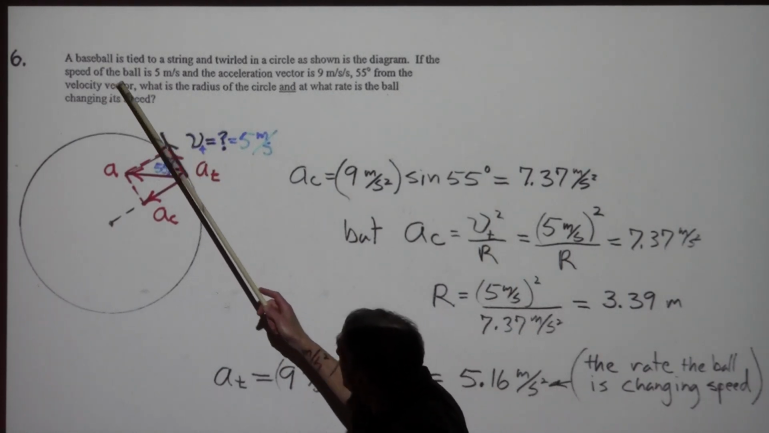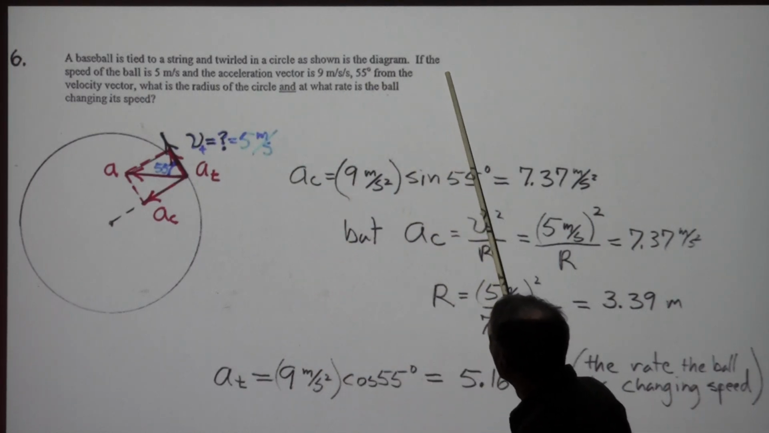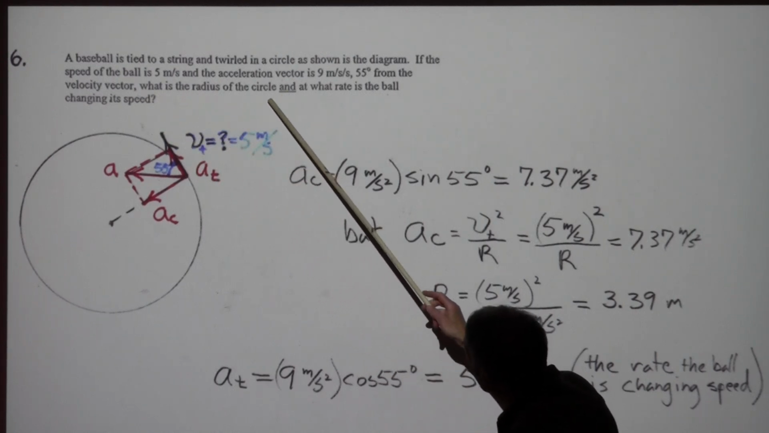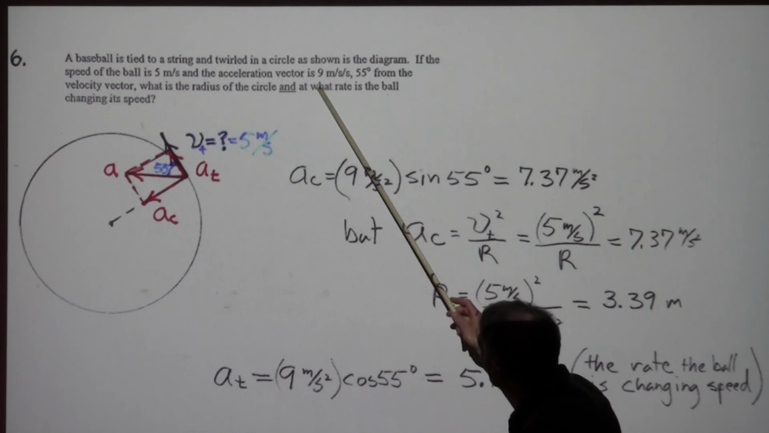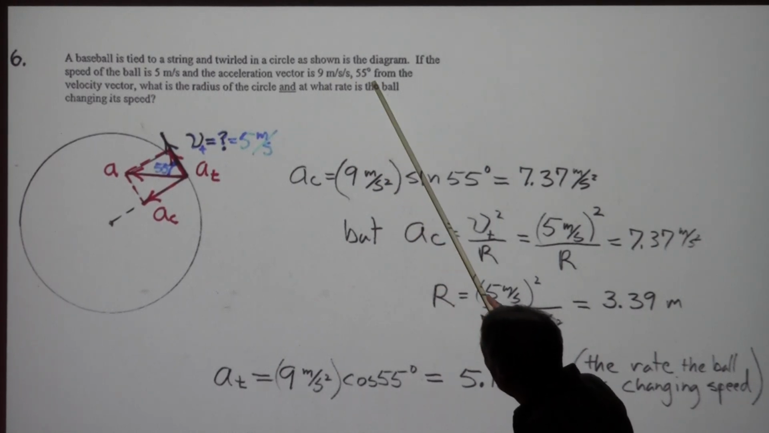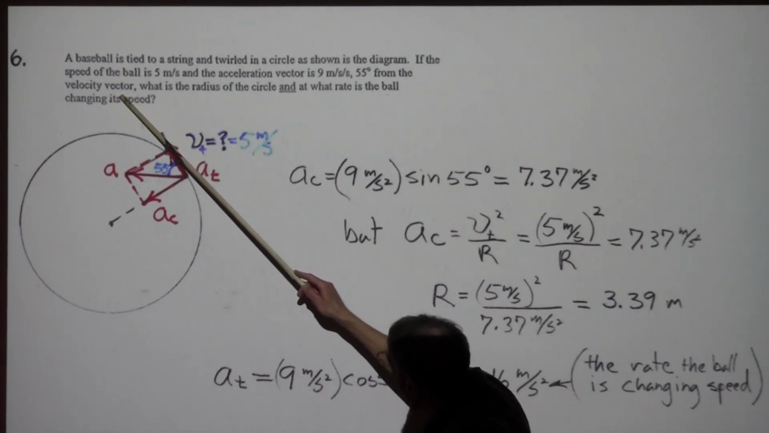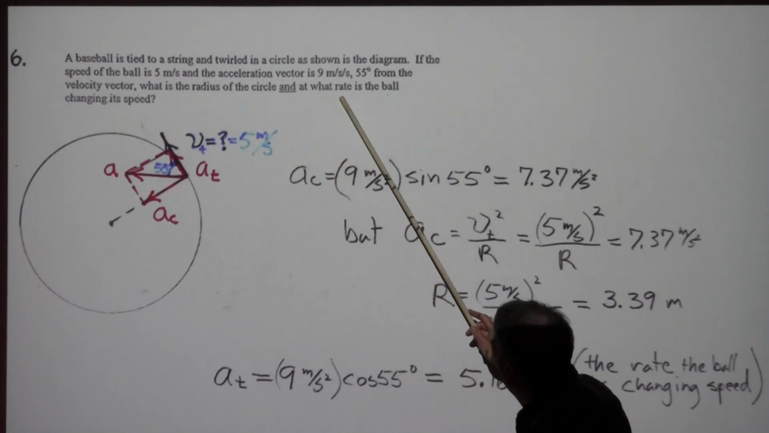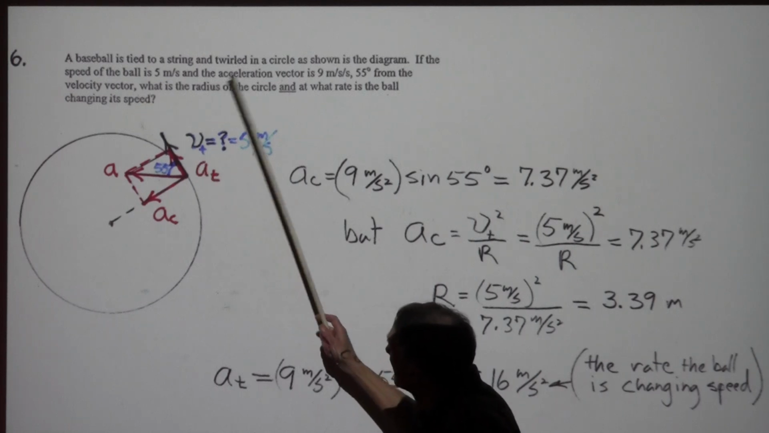Okay, here's a baseball tied to a string and twirled in a circle as shown in the diagram. If the speed of the ball is 5 meters per second and the acceleration vector is 9 meters per second squared, and 55 degrees from the velocity vector, what is the radius of the circle and at what rate is the ball changing its speed?